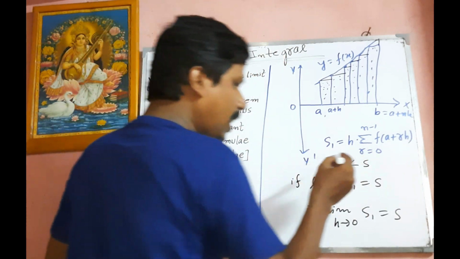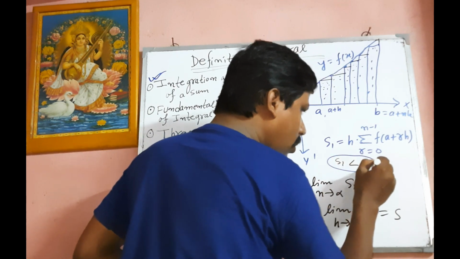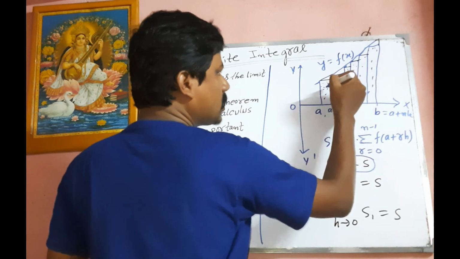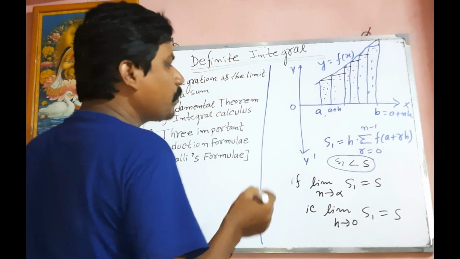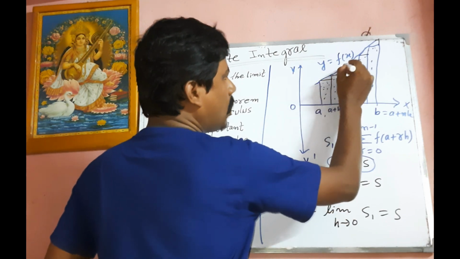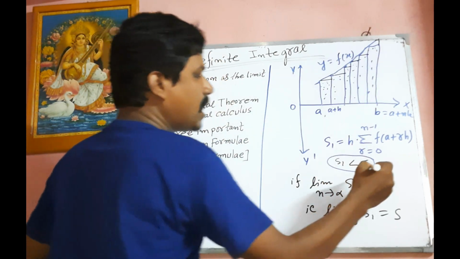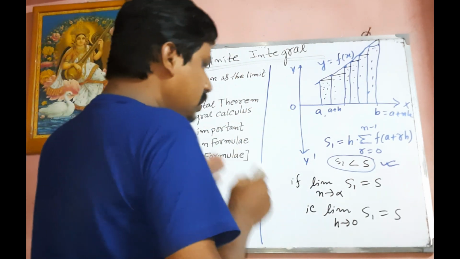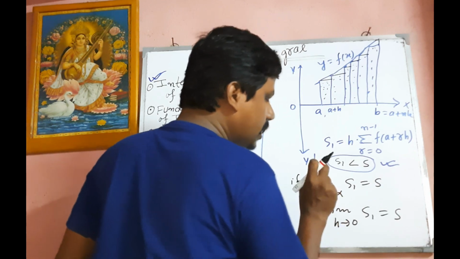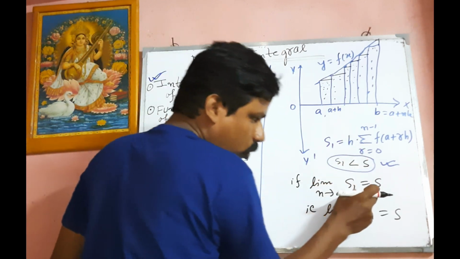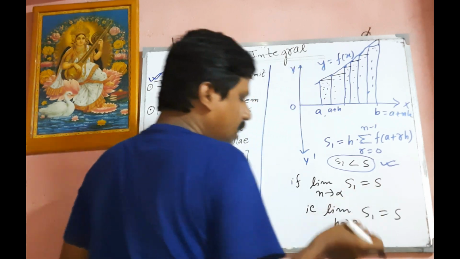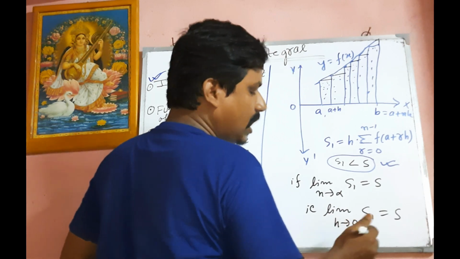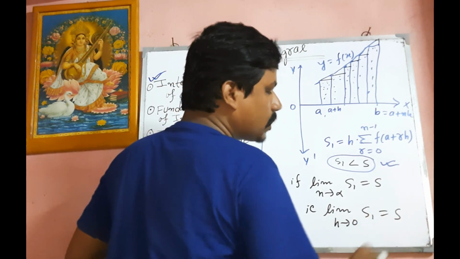And in that sense S1 is lesser than S. S1 means these small rectangles, and S means the whole area, which includes these rectangles. That is, S is greater than S1. If n tends to infinity, then S1 is S. That is, if limit h tends to 0, then S1 is equal to S.